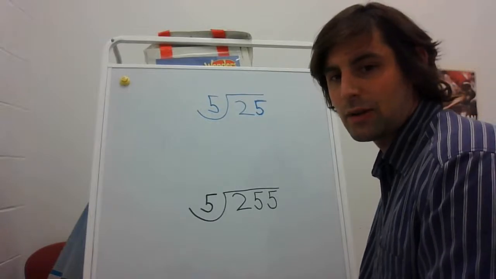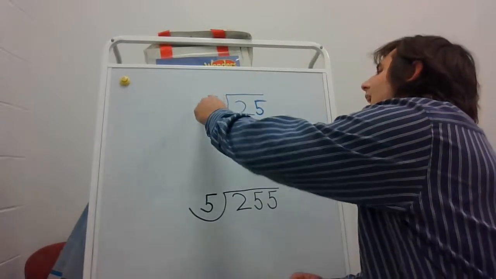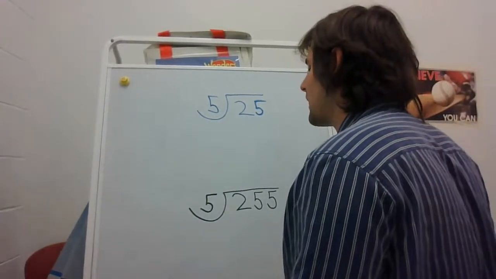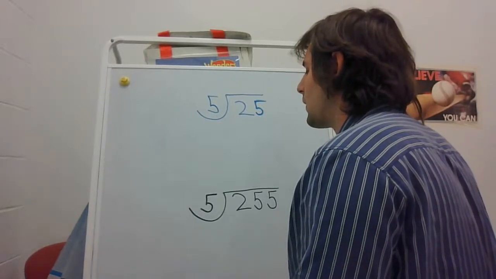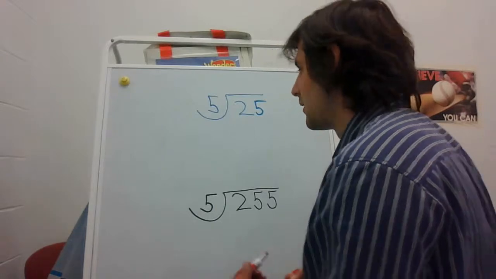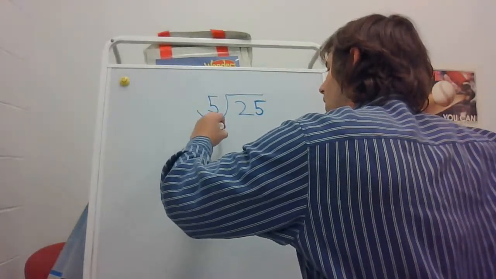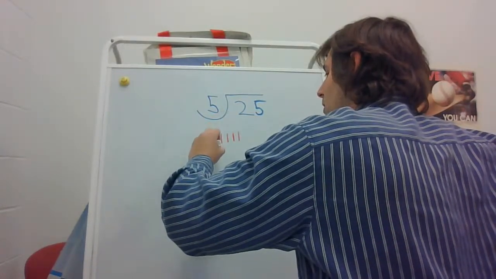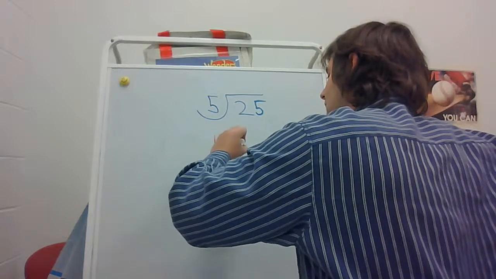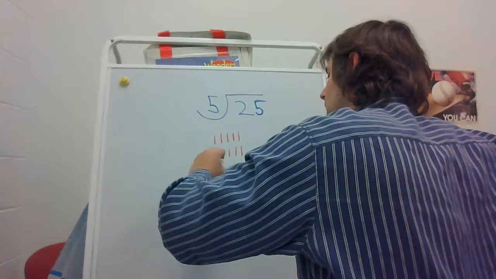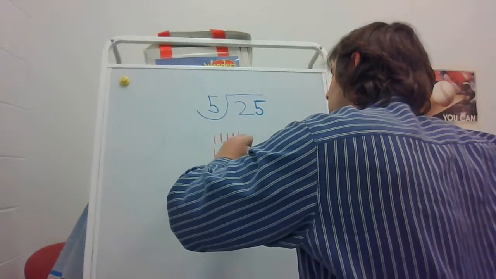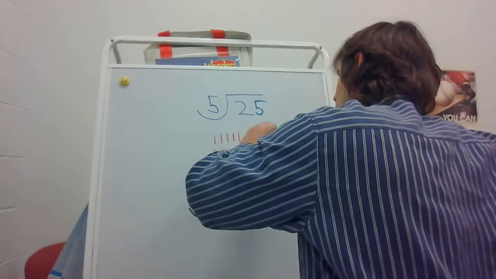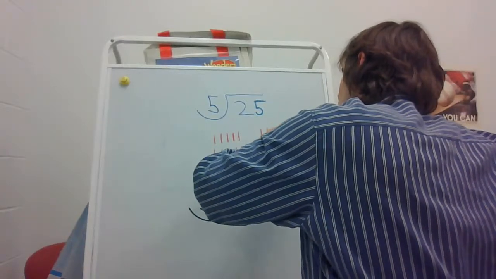So 25 divided by 5. What I'm going to do is see how many groups of 5 I can get into the number 25. I am going to make 25 tallies, and I'm going to make them in groups of 5. So here we go. 1, 2, 3, 4, 5. So I just got one group of 5. Now I'm going to keep going. 6, 7, 8, 9, 10, 11, 12, 13, 14, 15, 16, 17, 18, 19, 20, 21, 22, 23, 24, 25.